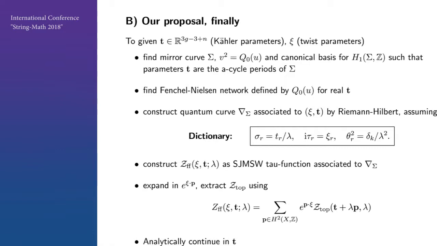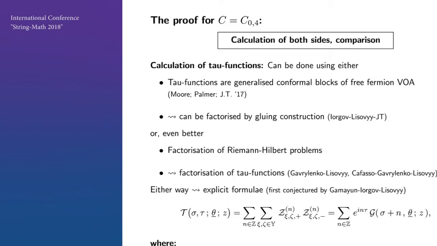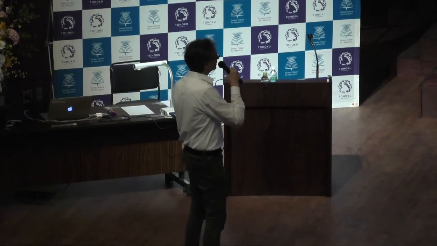And finally, there was a restriction on T, but in the end, the result can be analytically continued in T. Yes. All right, that's a proposal. And there's a proof, at least in one case, that we can offer. And I really want to be quick here. The proof is calculation of both sides and comparison.